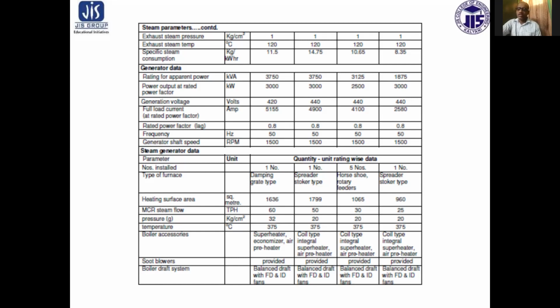In the first case, a superheater, economizer and air preheater are installed, and in the second type, a coil type integral superheater and air preheaters are provided. All the boiler draft systems are balanced draft with FD and ID fans.